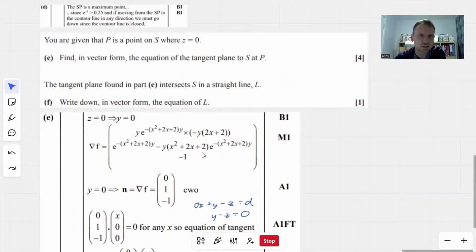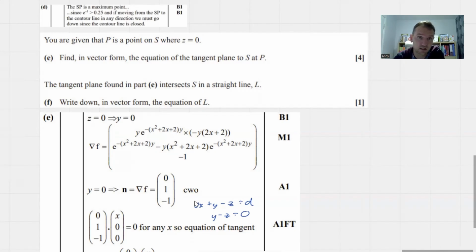The final bit, I think, is a weird question, but it's the final mark of the paper, so I think we can forgive them. We're told the tangent plane intersects our surface in a straight line, and we're asked to write down in vector form the equation of that straight line. What we should notice is that we're looking at z equals zero on our surface. Y had to be zero, but x could be anything. So we could go in any direction in the x direction. We just needed y to equal zero.